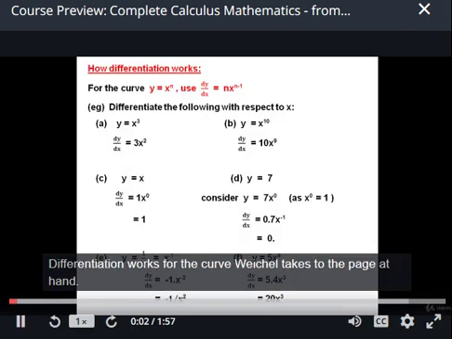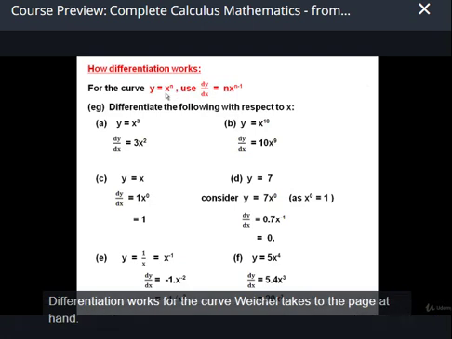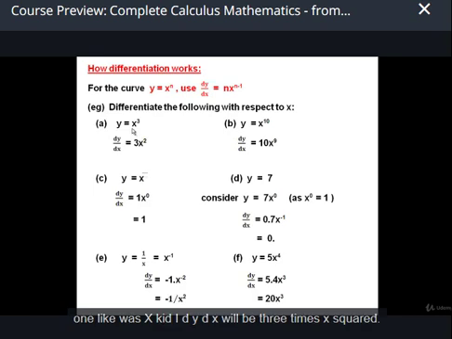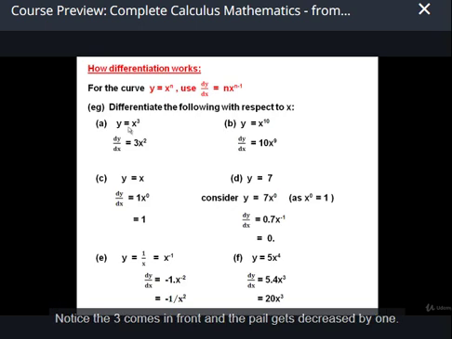How differentiation works. For the curve y equals x to the power n, we can use the rule dy dx is n times x to the power n minus 1. We want to differentiate in the first one, y equals x cubed. So dy dx will be 3 times x squared. Notice the 3 comes in front and the power gets decreased by 1.